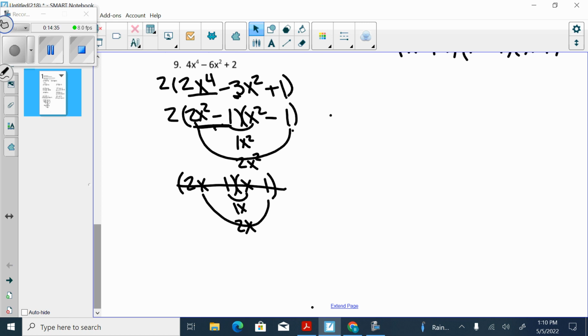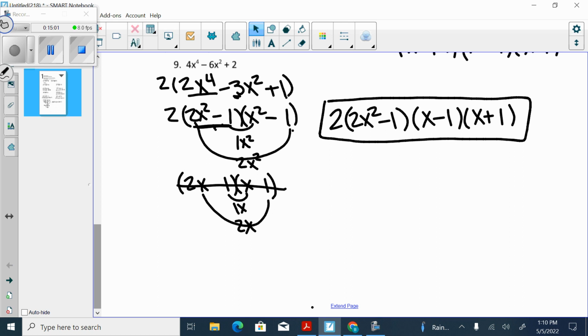Okay? So we would have 2 times this 2x squared minus 1. We said it's going to stay how it is. So now I just need to check this one right here. X squared minus 1. Well, we've already done that one, right? X squared minus 1 will factor into. Very good. So there would be my final factors. All right. Good job.